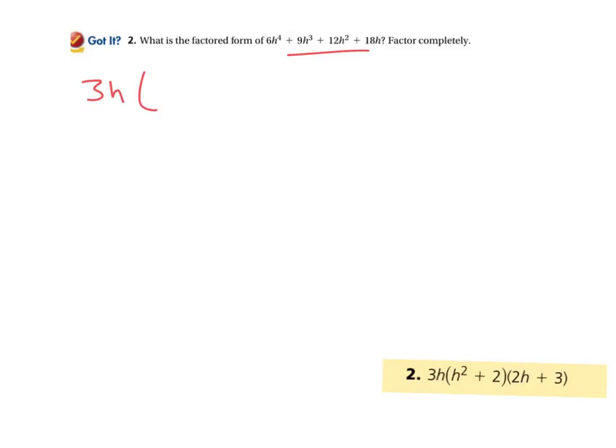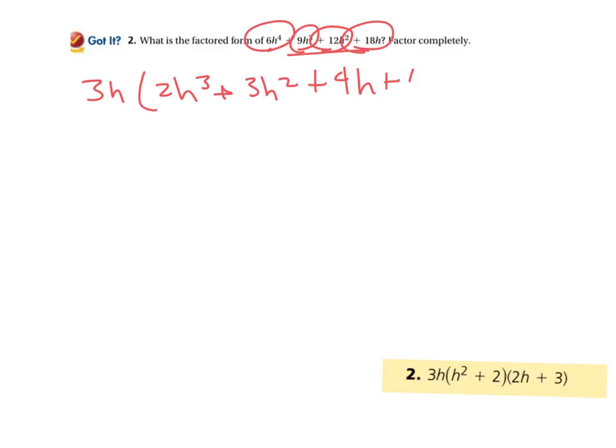leaving me on the inside. So again, one term at a time. Leaving me with 2h cubed plus 3h squared plus 4h plus 6. Now, if you get lost in all that, go back and take a look at those factors. Okay, so now we're not going to lose that 3h, and we're going to factor the inside ones.